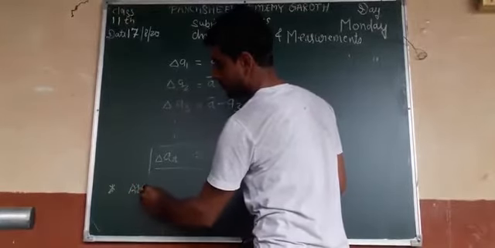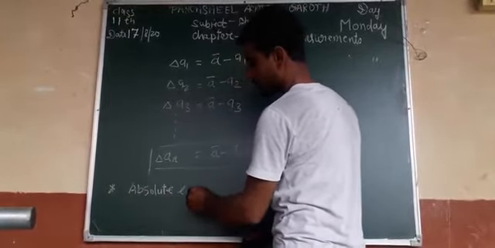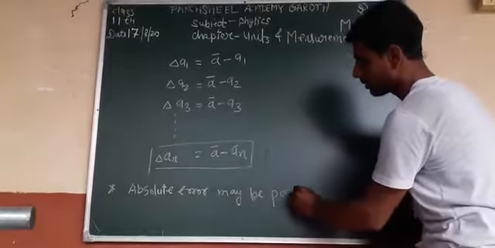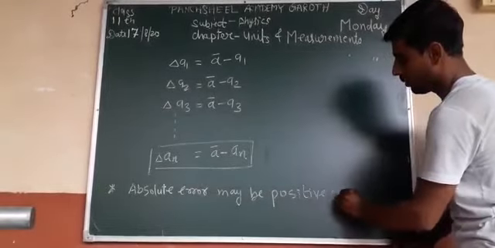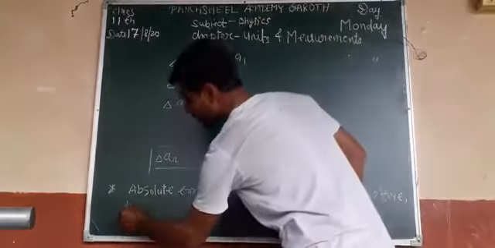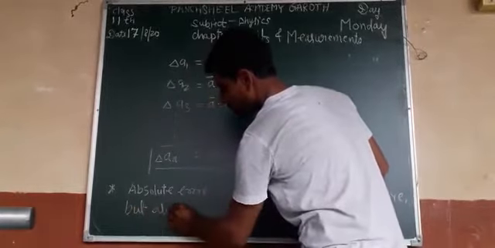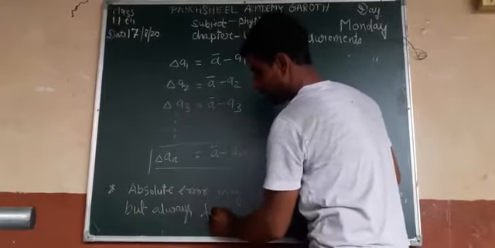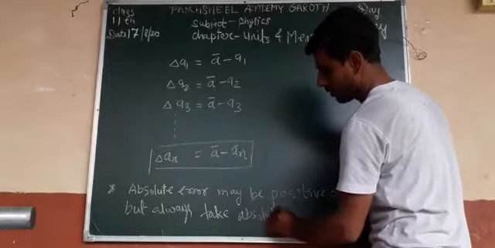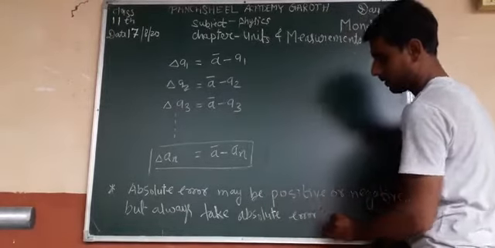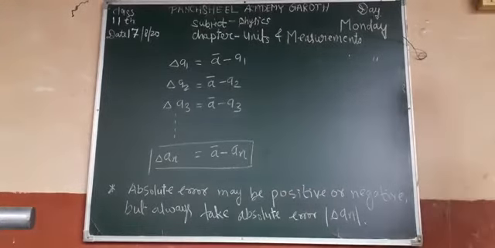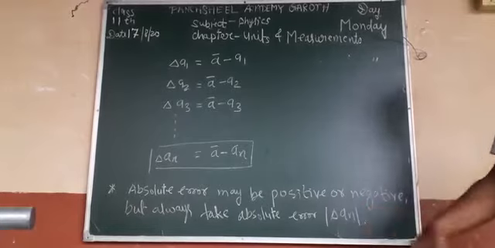Absolute error may be positive or negative, but always take the absolute error, delta An. ओके, आपको हमेशा उसका क्या लेना है? मोड ही लेना है. ओके, प्लीज नोट डाउन.